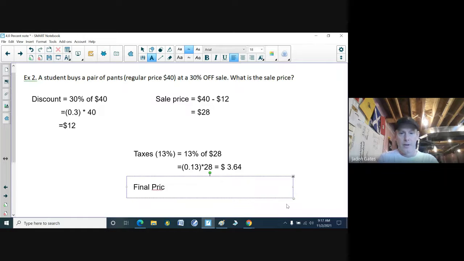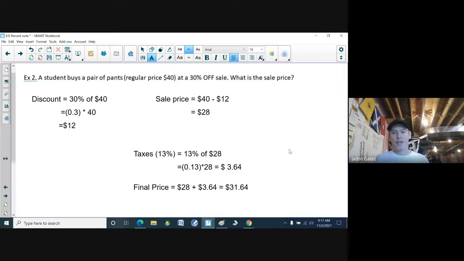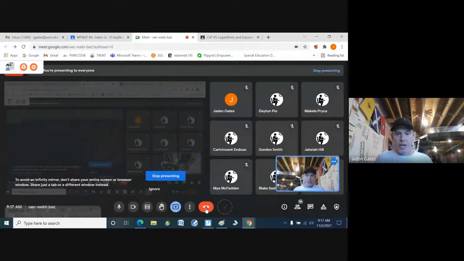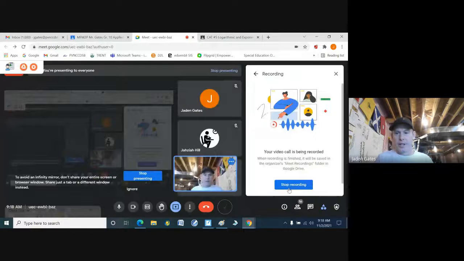And so the actual final price of this pair of pants is, we have our $28. That's the price that we're going to pay for this pair of pants, but we still have to pay the taxes, which is our $3.64. So the final price of our pair of pants would be $31.64. So they'd probably round up to 65 unless you use your debit card. But there again is our first start off with financial math. And again, we need percentages because it's everywhere in financial math.